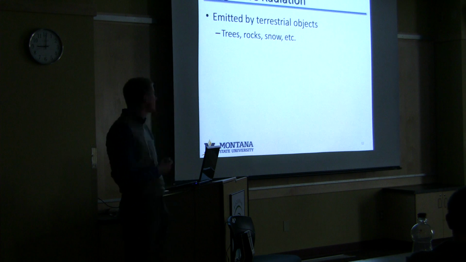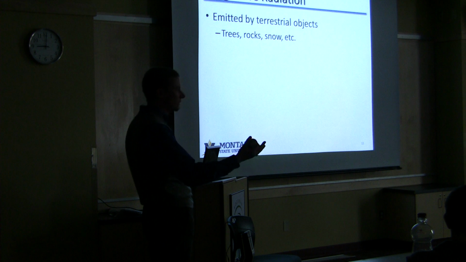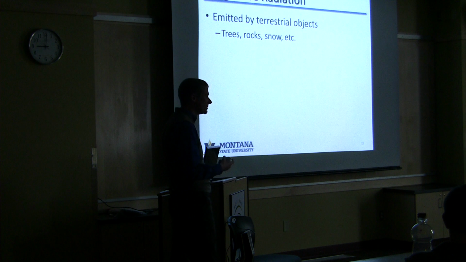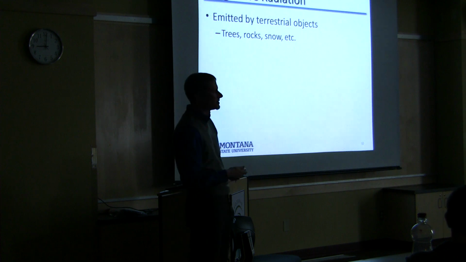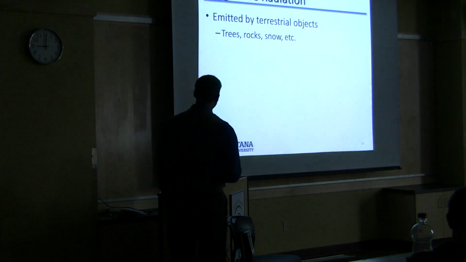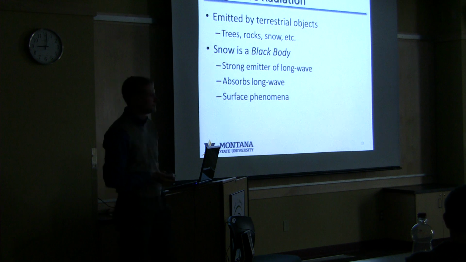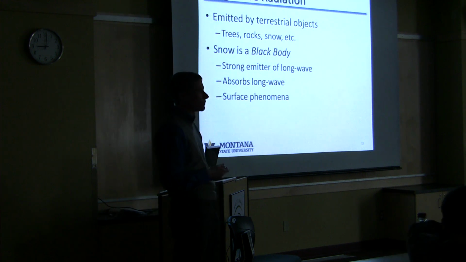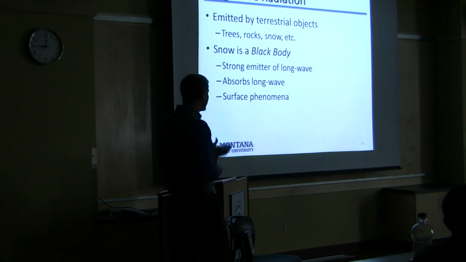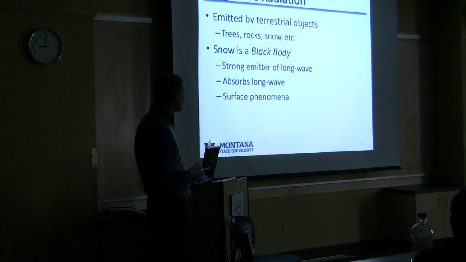So again, long-wave radiation is just being emitted by terrestrial objects. And the short-wave radiation will heat up those objects, and it'll add to this. So, sun hits a rock, it gets warm. Well, that warmth is long-wave radiation. That's what you're feeling. So snow, trees, rocks, all that stuff, us. But snow is a black body in the thermal, in the long-wave range. Just like a black piece of paper in the visible range, in the thermal range, that's what snow is. So it absorbs everything in that range.